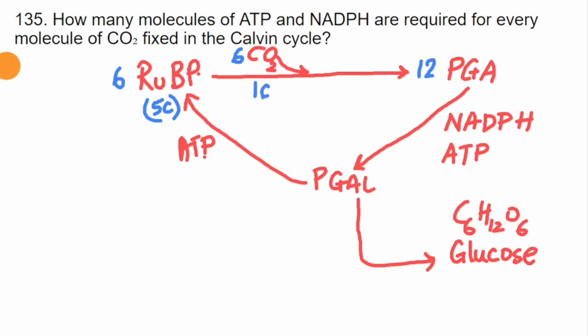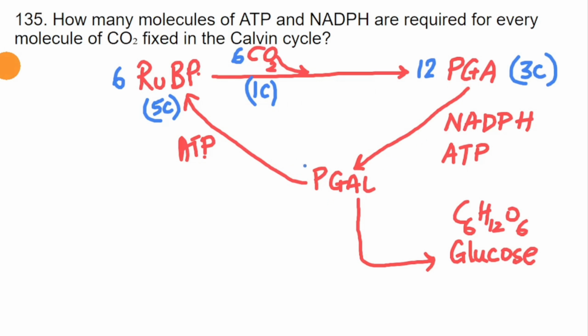CO2 is 1 carbon. PGA is 3 carbon compound. So 6 5s are 30 and this is 6 1s are 6. So 30 plus 6 is 36. When you do the math here, 12 into 3 is 36. So 36 equals to 36. So this is how we have equated the carbon.